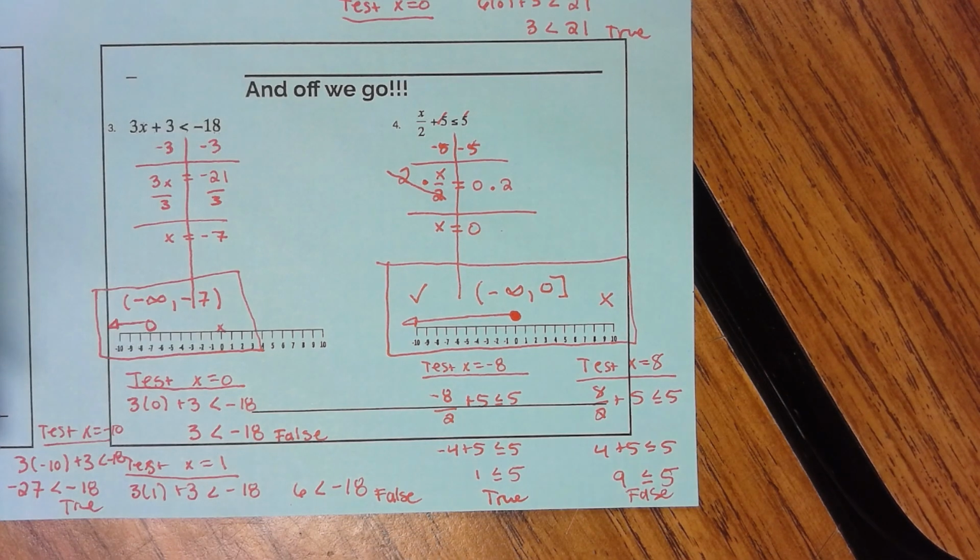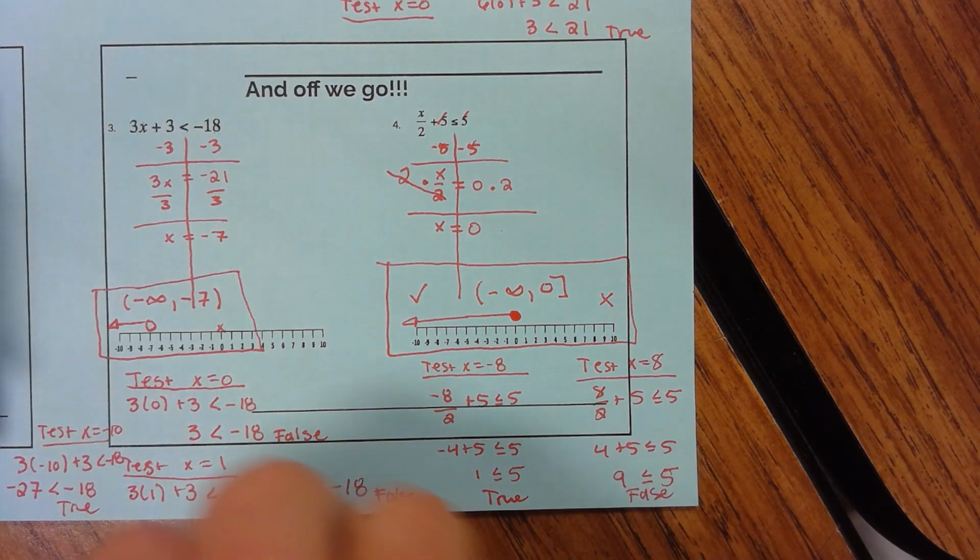Are we starting to see the connection with the testing yet? Not yet? Again, I can keep saying it. If it's true, shade towards that number. If it's false, shade away. That's all we need to remember. True, shade towards. False, shade away. Okay, we'll continue to work on it and make connections.